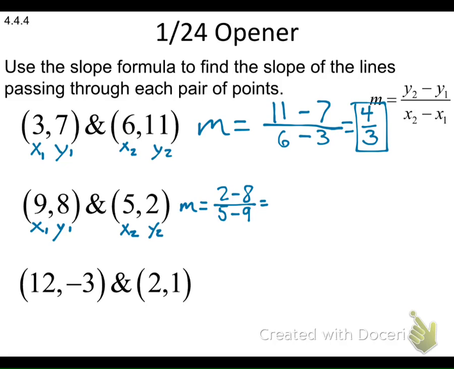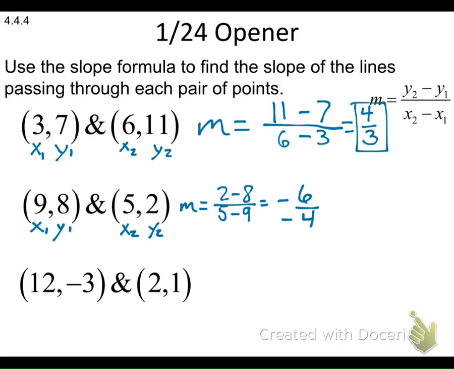Okay. So what's 2 minus 8? It's negative 6. So I'm going to put that here. And what is 5 minus 9? Negative 4. Now, we can never have a negative on the bottom, right? Why can't you? Because when we're working with slope, well, you can't just in general.